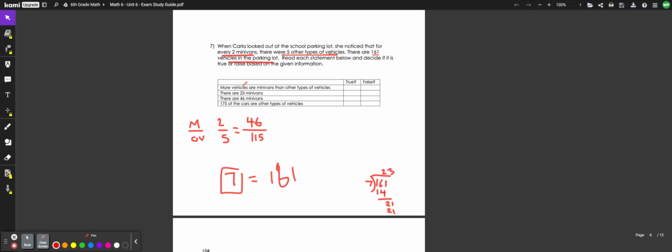So, true or false statements. There are more vehicles that are minivans than the other types of vehicles. Well, we know that's false because right from the jump, we were told that for every 2 minivans, there's 5. Already we can see that there's more other vehicles than minivans. Next statement. There are 23 minivans. That's incorrect. We know that each part of the ratio is equal to 23, but that doesn't mean that there are 23 total minivans. That's incorrect. There are 46 minivans. That is true because we know that each part is equal to 2. 2 times 23 gave us the 46 total number of minivans.